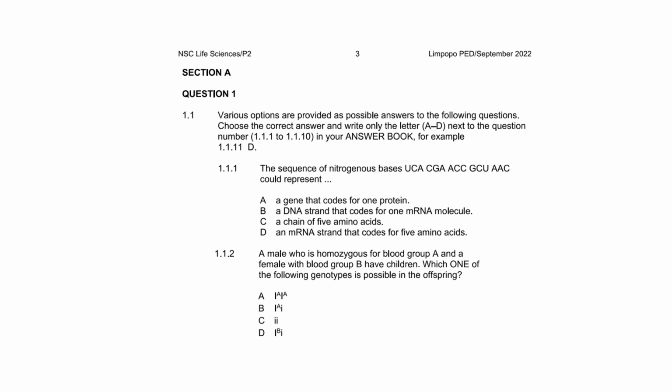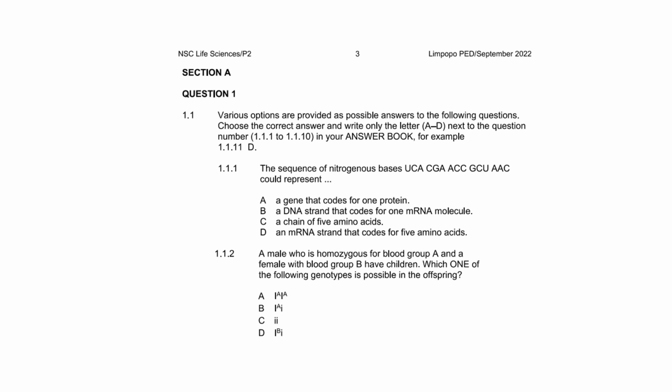Question number 1 is those 10 multiple choice questions. The most important thing when you're given a multiple choice question is to read the paragraph before you look at the given options. We are being told that the sequence of the bases is the following: UCA, CGA, ACC, GCU, AAC. They're asking what that given sequence could represent.